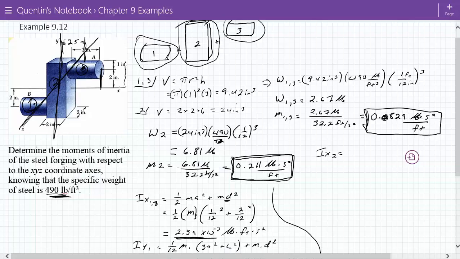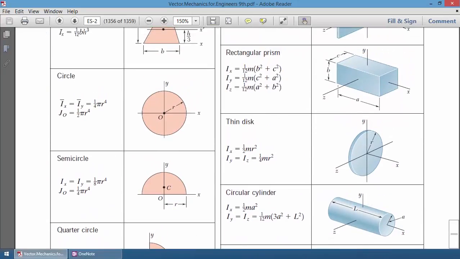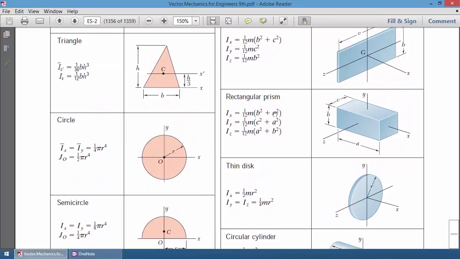Now we're talking about a prism right here. So it's 1/12 (b squared plus c squared), 1/12 (c squared plus a squared), 1/12 (a squared plus b squared). Okay, so the key here is that we're not oriented quite the same way. But if you look at this, Ix, relative to this axis right here, it's 1/12 and then b squared and c squared, the two distances that are not parallel to the x-axis. And that's true for y. You'll notice Iy is going to be c squared and a squared, right? And Iz is going to be b squared and a squared.